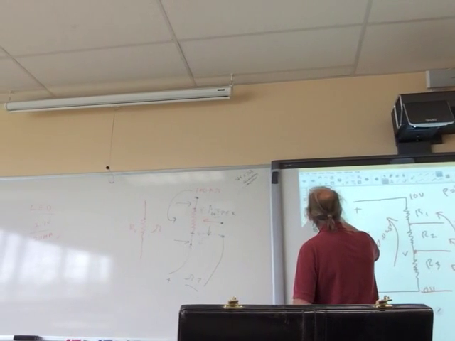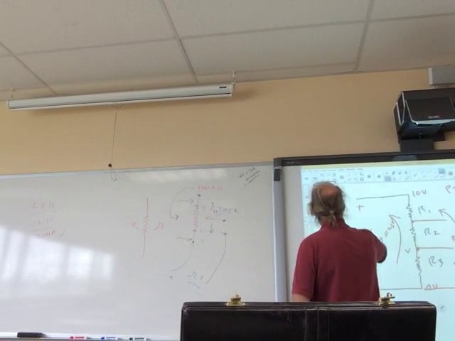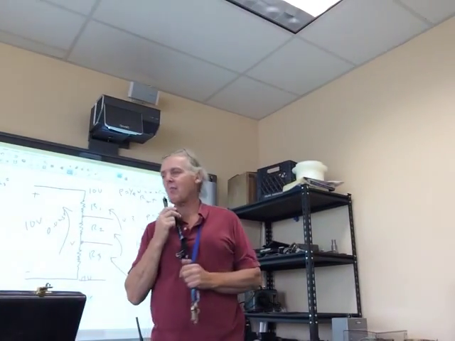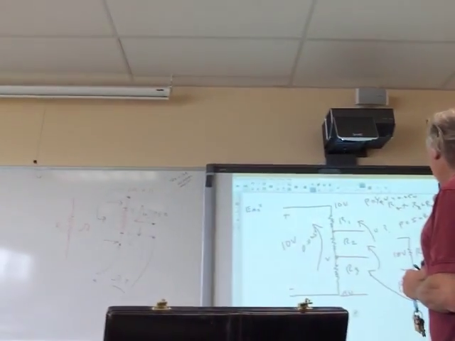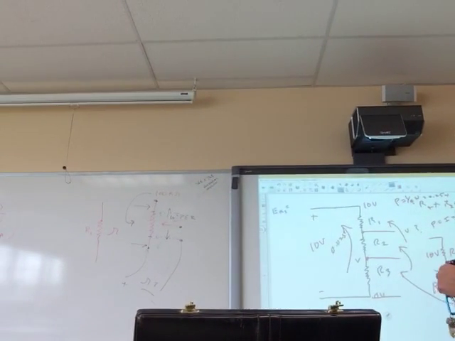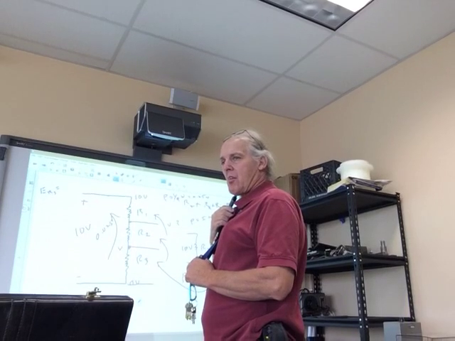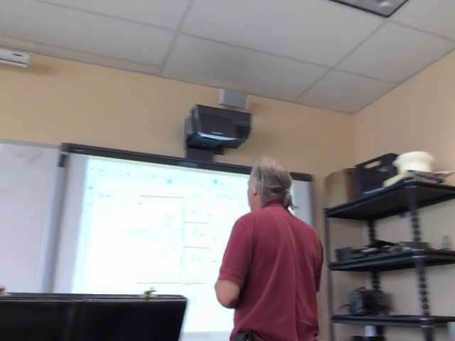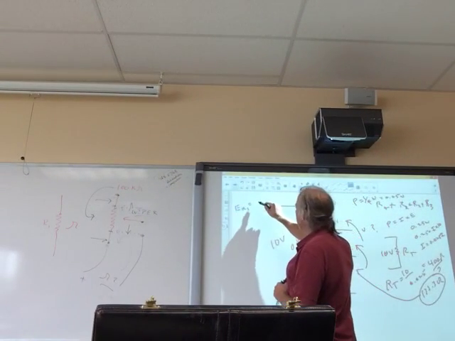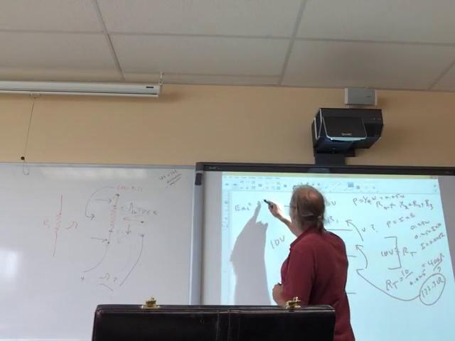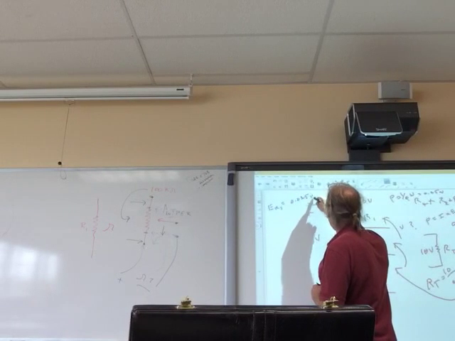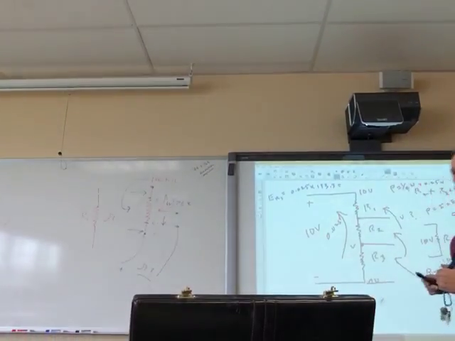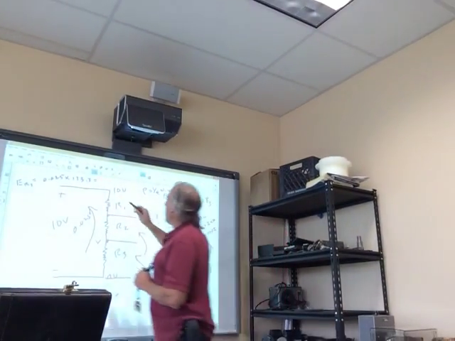E across R3 equals what? We've got the current and the resistance, so it equals I times R. Equals 0.025 times 133.3. What comes out? 3.3 volts.